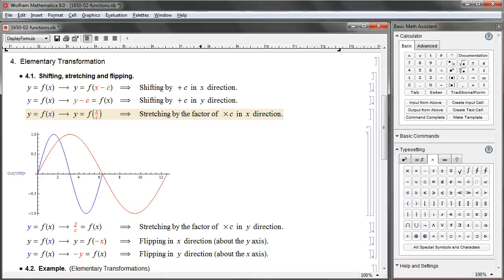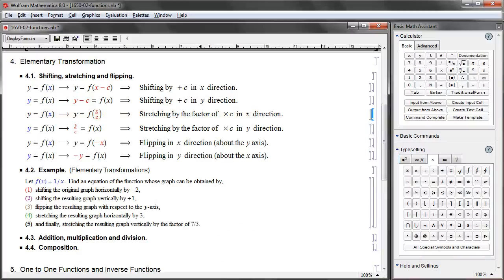What if I want to compress it? Instead of doubling it, compress it, make it half. All I have to do is plug in 1/2 in place of c. That's it. Plug in 1/3, then that becomes a compression. Plug in 3/4, that becomes a compression. You don't really need a separate formula for compression. It's a stretching in the appropriate direction.